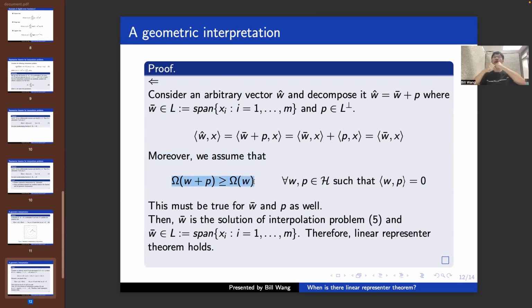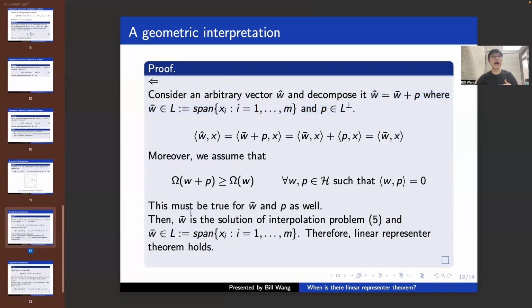Okay, so we also assume this condition: when two vectors are orthogonal to each other, and we sum them up and put that as the argument for the penalty function, then the penalty function takes on a larger value than omega of W, where W is one of the orthogonal vectors. So this is necessarily also true for W bar and P, because they are orthogonal to each other by construction. So we know the error function takes on the same value, whether it's W hat or W bar, but the penalty function for omega W bar is smaller than omega W hat, correct?